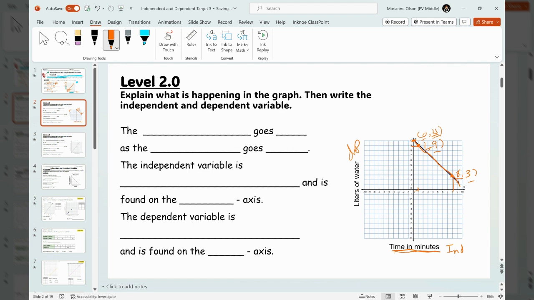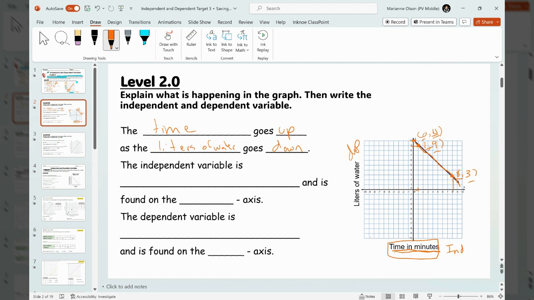So interesting. Let's relate this into the words. I'm going to pick one. The time in minutes, or I'm just going to write time, goes up. So the x numbers are getting larger as the liters of water goes down. Those are getting smaller, which makes sense. If I'm draining a tub or a pool or pouring water out, my time goes by, but my amount of water in that container goes down.